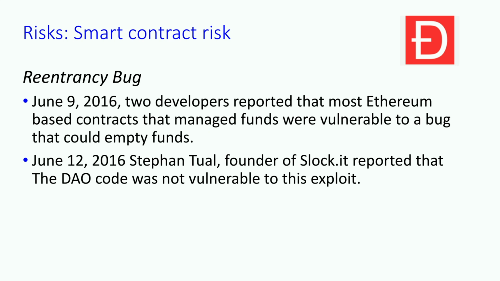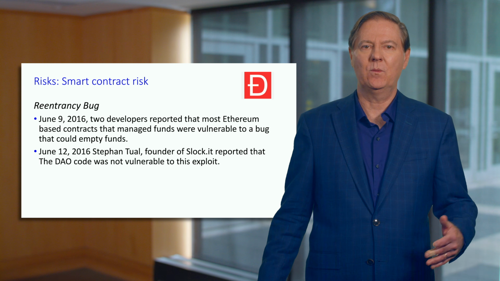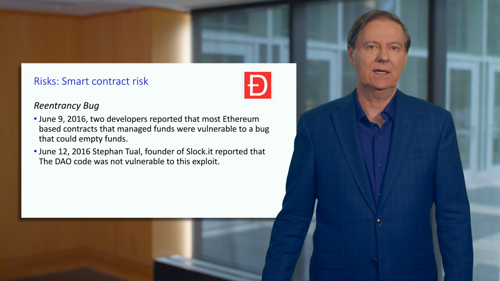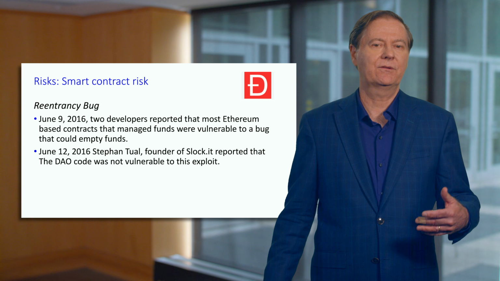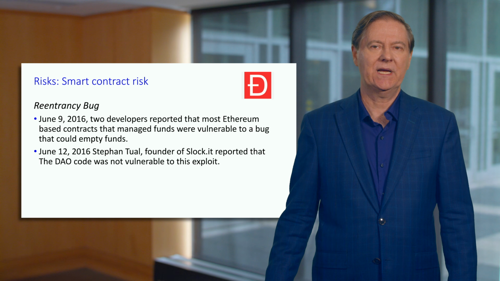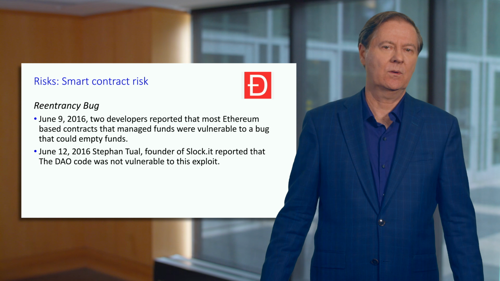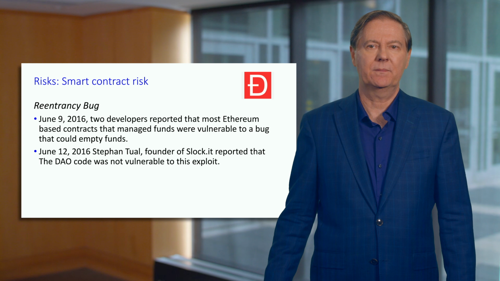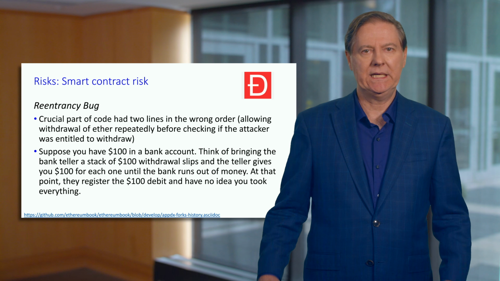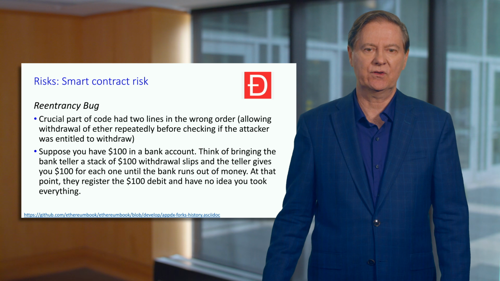So this is what happened. On June 9th, basically, some developers reported that there is a bug, and the bug is called reentrancy, and it's fairly well known. It's especially well known now after the DAO, but this is basically a bug that makes it possible to empty funds from a contract. And interestingly, just a few days later, the founder of Slock.it said the DAO code was not vulnerable to this type of exploit. So let me give you a basic intuition as to what this exploit actually does.